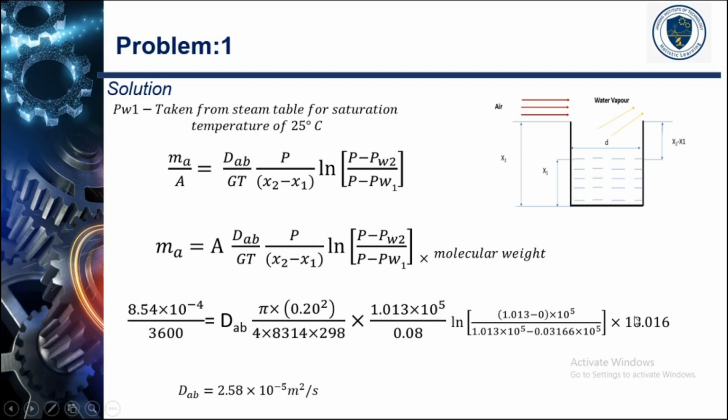So if you cross multiply and do the mathematical operations, we will get the diffusion coefficient value of 2.58 into 10 power minus 5 meter square per second. So we complete the problem which comes under the category of isothermal evaporation of air.